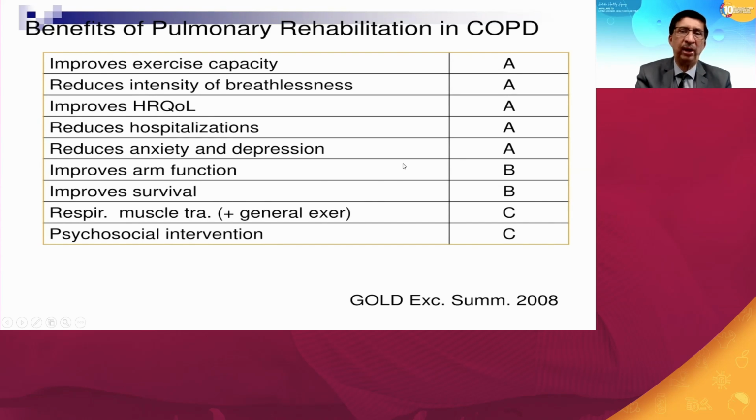And look at all the first 5, all at level A: increasing exercise capacity, reducing dyspnea, improving quality of life, reducing hospitalization, reducing anxiety and depression. So your team can achieve all this. And of course, not too bad in improving arm function or survival, at a level of B. And for improving respiratory muscles, and psychosocial interventions have also gained evidence of grade C. So there are numerous benefits of pulmonary rehab that should be instituted.